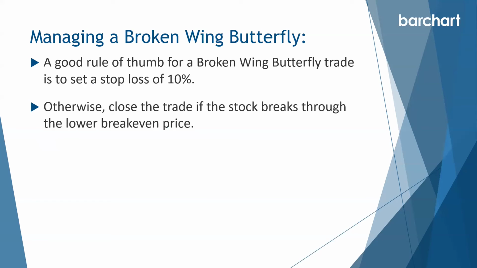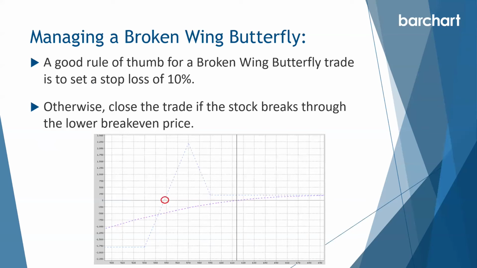Otherwise, another good rule of thumb is to close the trade if the stock breaks through the lower break-even price. You can see that there on the risk graph, just below 550. If the stock gets through that level, we want to close out pretty quickly so that we don't suffer a full loss on the trade.